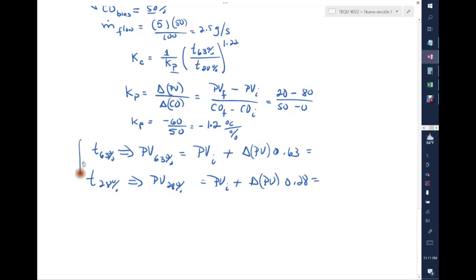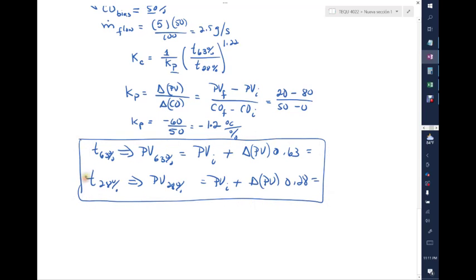So these are the two equations that I need to calculate both of these times: how much time it takes the system to get about 63% of the total change versus how much it takes to get to the 28%. And this here is more related to something that is called later dead time or lag time.